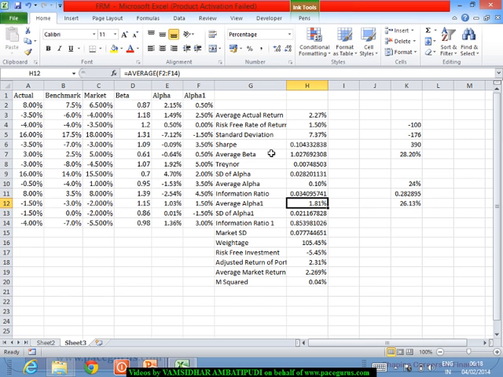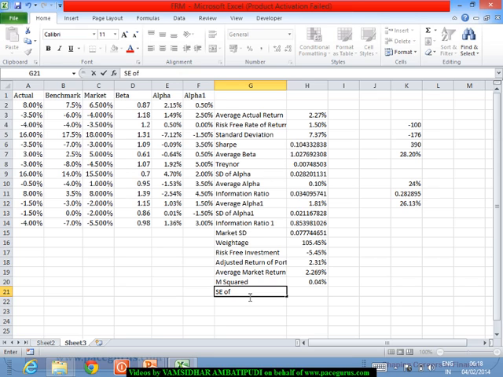So in this case, standard error of alpha. In the first case, it is the standard deviation of alpha divided by square root of 13, because we had 13 data points. So this happens to be the standard error of alpha. And in the second case, for standard error of alpha 1, it is the standard deviation of alpha 1 divided by the square root of 13.